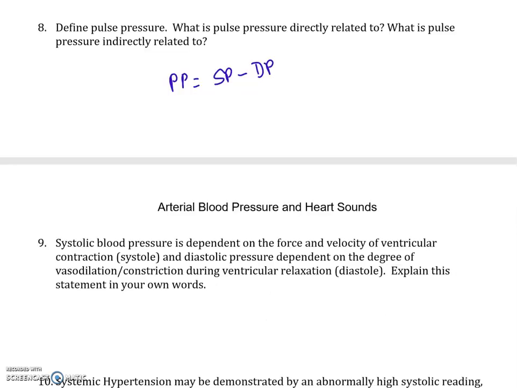Now for the next question, you're supposed to put the statement in your own words. I'm going to try that. Systolic blood pressure is dependent on the force and velocity of ventricular contraction. So the amount of pressure that you're able to generate, the max force, of course, it depends on how fast, velocity, and how strong the heart would be able to contract. And then the diastolic pressure will depend on the degree of vasodilation / constriction during ventricular relaxation. So how well your heart is able to relax, that plus the resistance that's still in your cardiovascular system, meaning how the vessel diameter plays out, all of that determines the diastolic pressure.